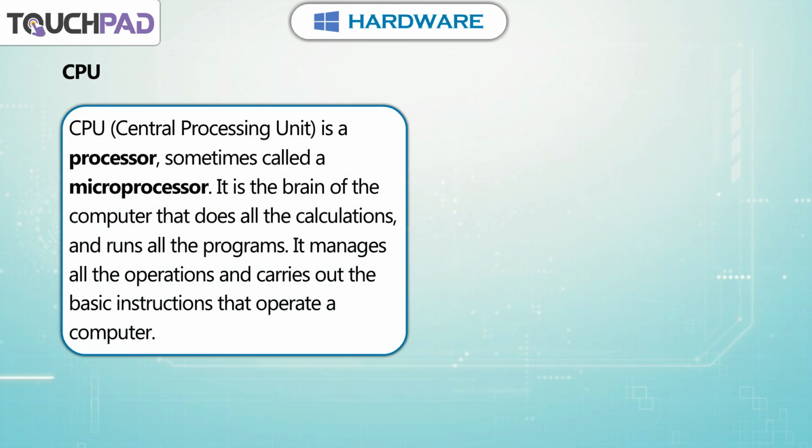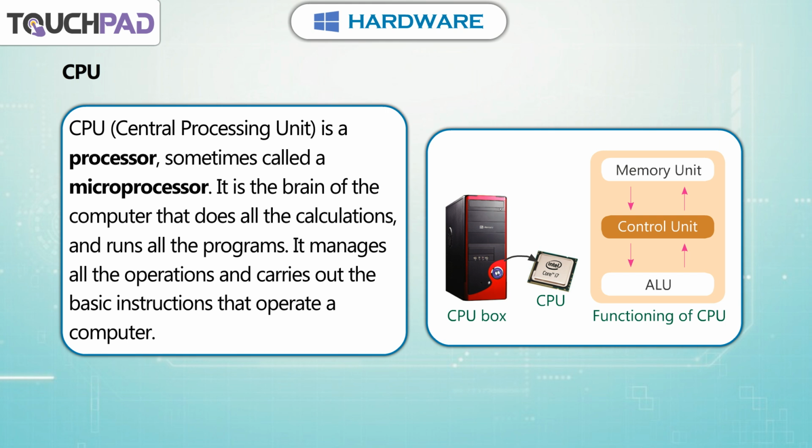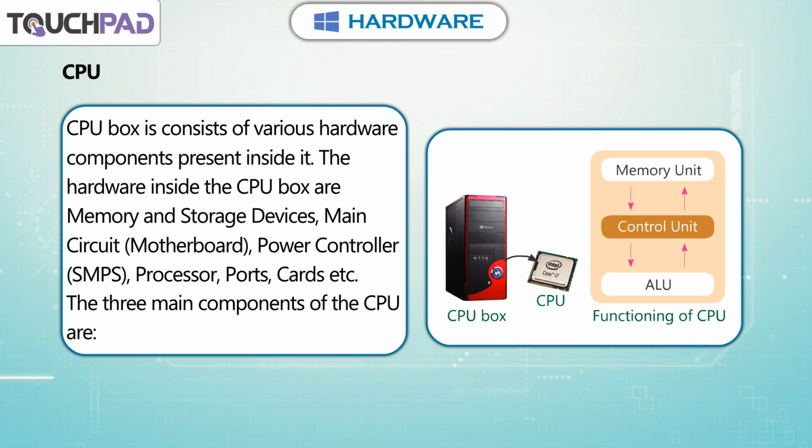CPU, Central Processing Unit, is a processor, sometimes called a microprocessor. It is the brain of the computer that does all the calculations and runs all the programs. It manages all the operations and carries out the basic instructions that operate a computer. The CPU box consists of various hardware components present inside it. The hardware inside the CPU box are memory and storage devices, main circuit, motherboard, power controller, SMPS, processor, ports, cards, etc.